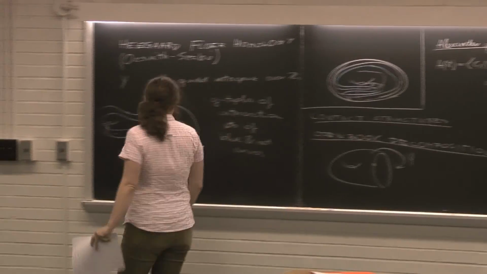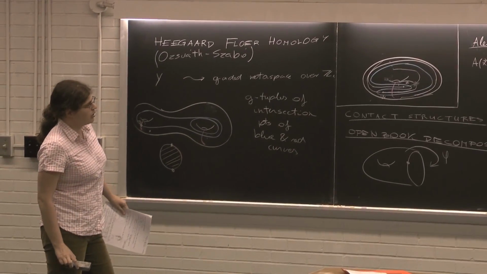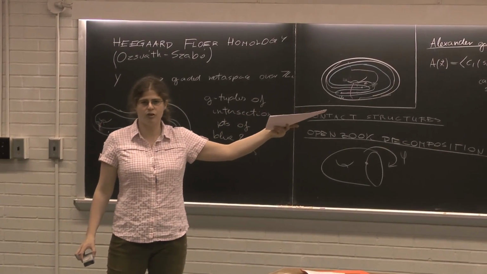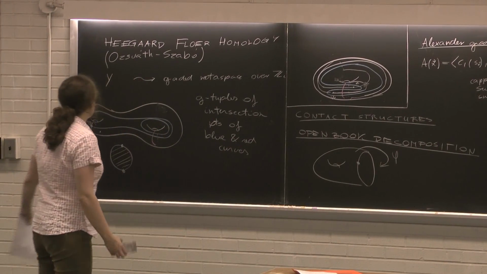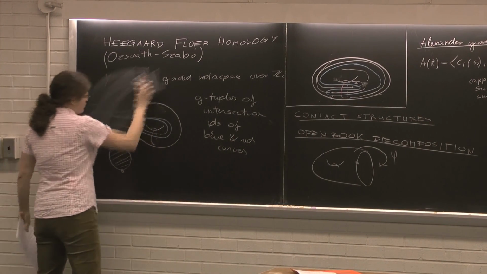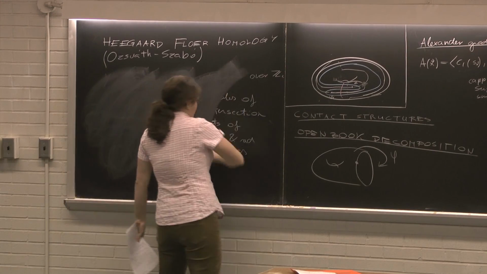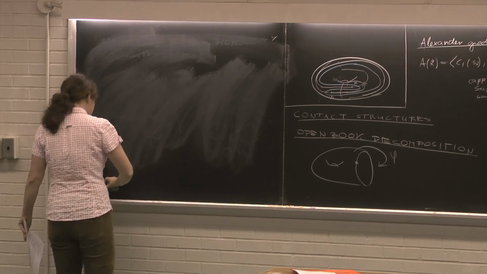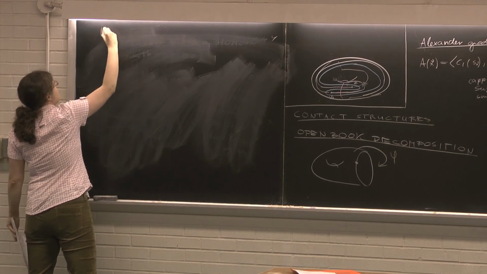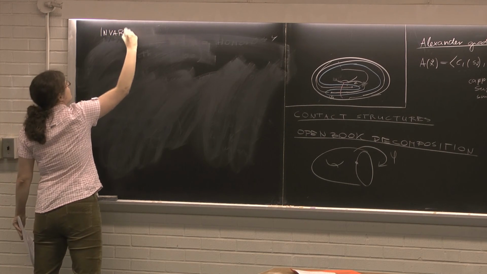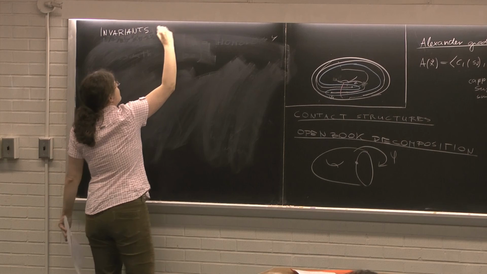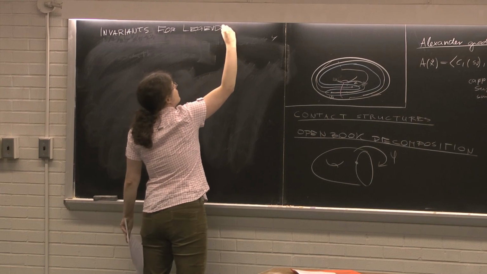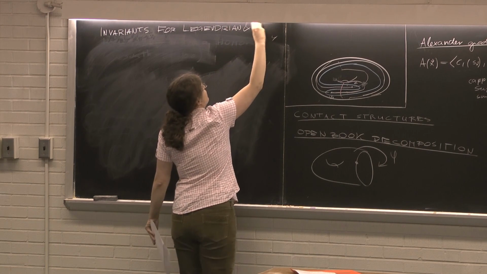And then later on, they wanted to understand a similar type of invariants for Legendrian knots. And there were several approaches which I will try to describe. So you have invariants for Legendrian knots and transverse knots.